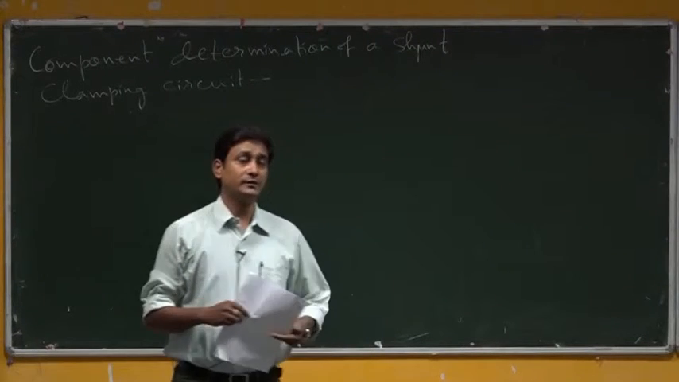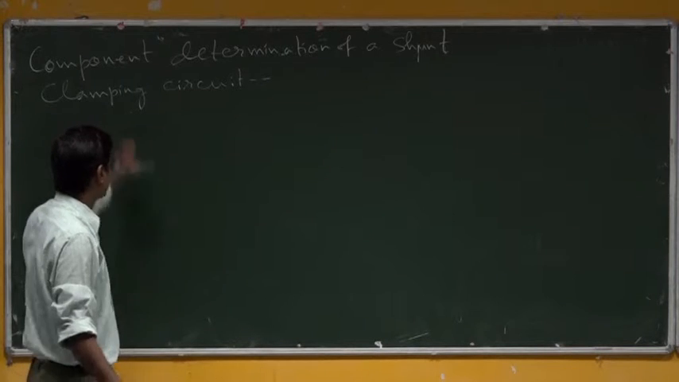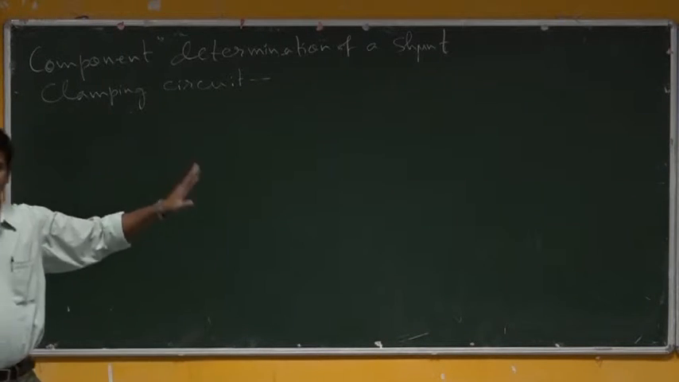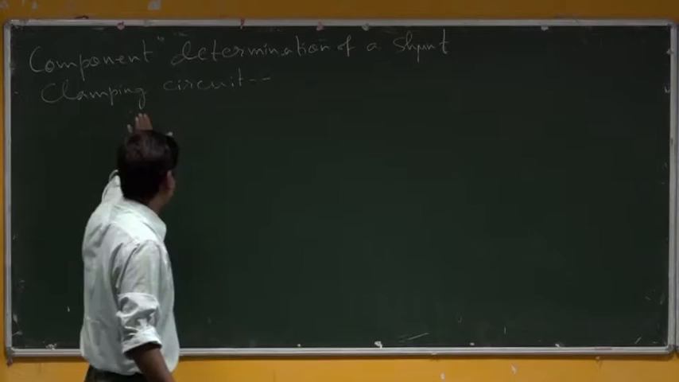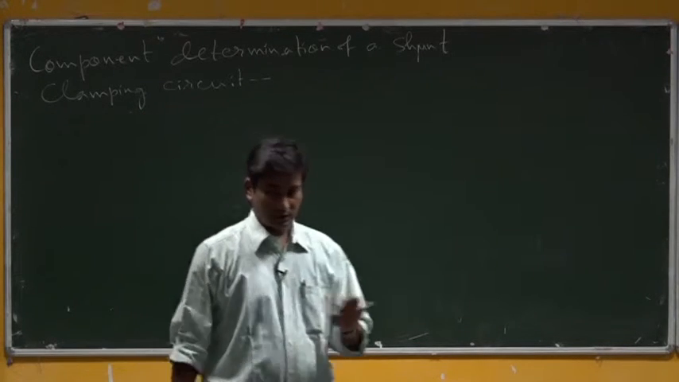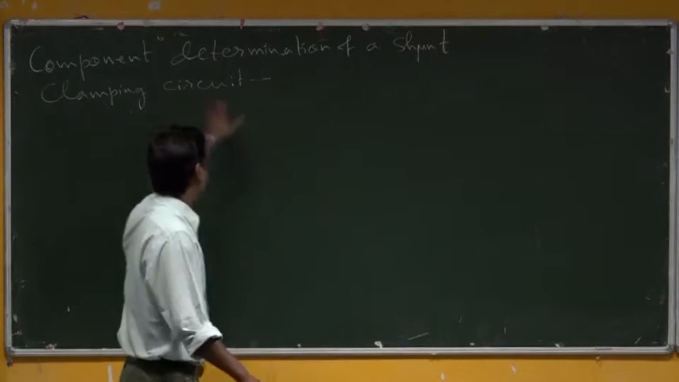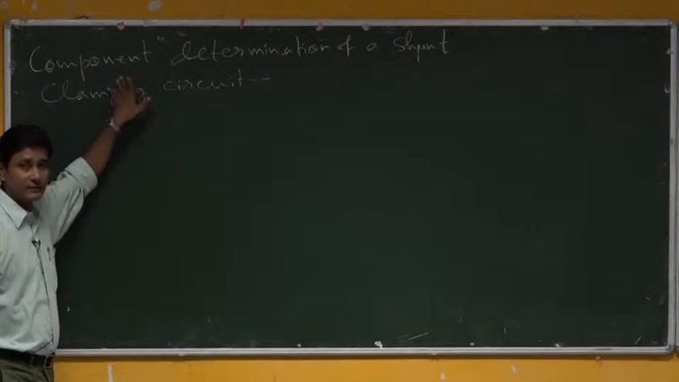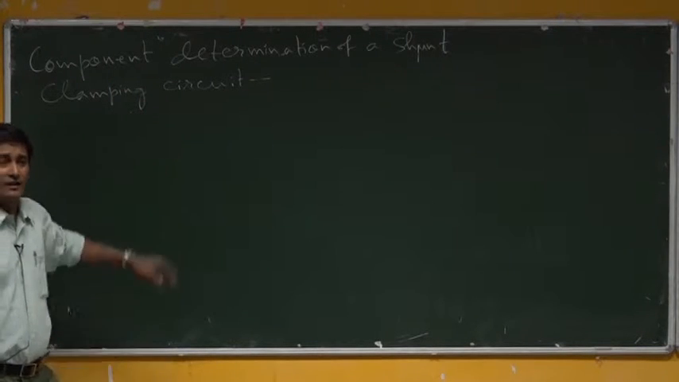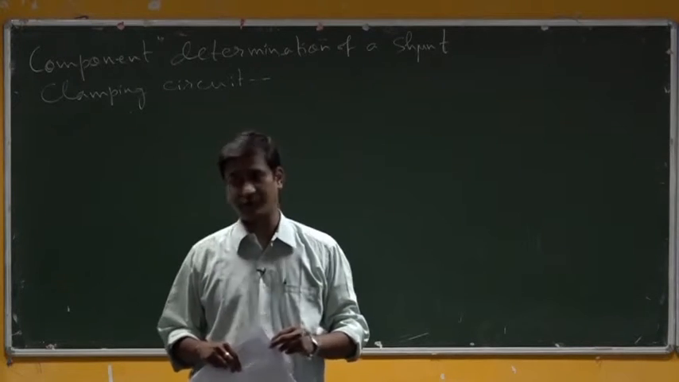So, in this lecture, we will again continue our discussion on shunt clamping circuits, but in terms of component determination of the circuit. We will be following a discussion where we would like to find the components of that clamping circuit, where resistors, capacitors and diode are involved in it.